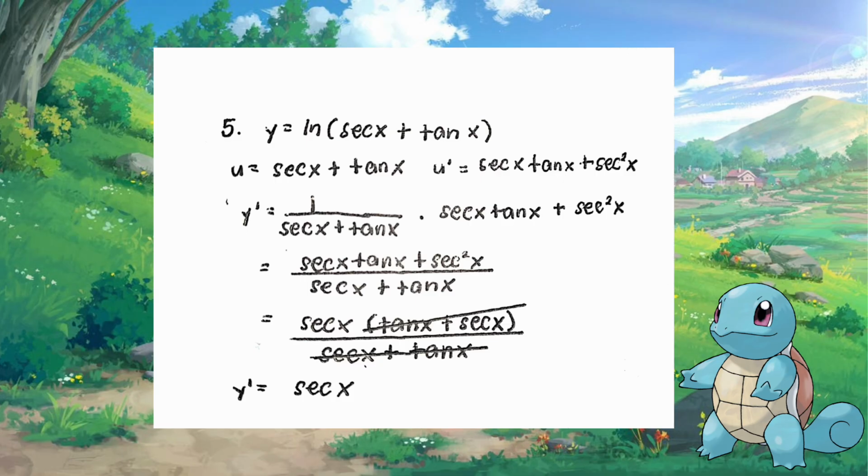And after that, we are going to factor out the common term on the numerator, which is secant x, and we'll have secant x outside the parentheses because it is factored out, multiplied by the quantity tangent x plus secant x over secant x plus tangent x, and this will lead to the cancellation of tangent x plus secant x on the numerator and the denominator, and will arrive to the derivative of the equation, which is secant x.